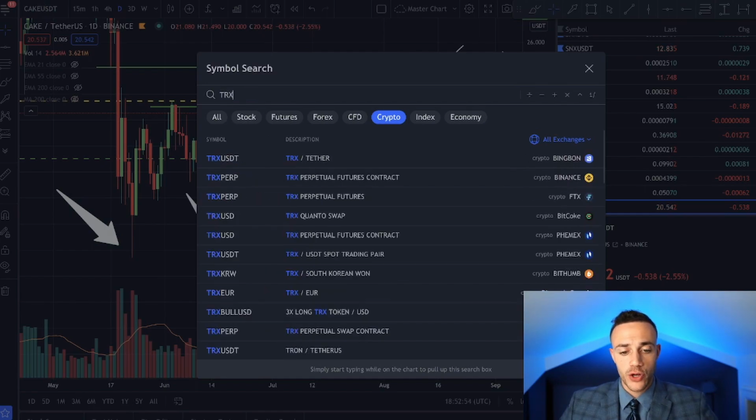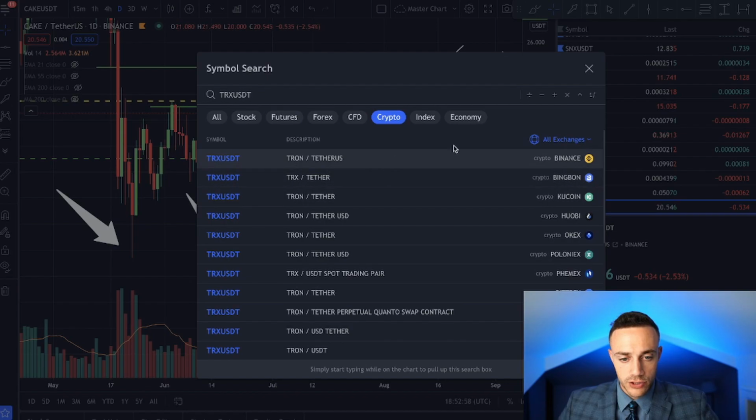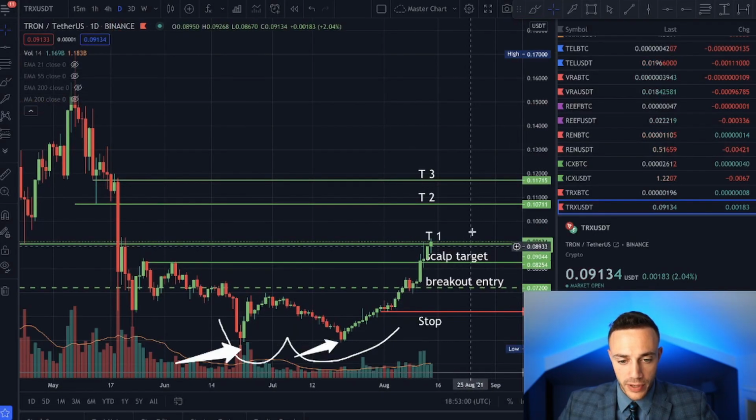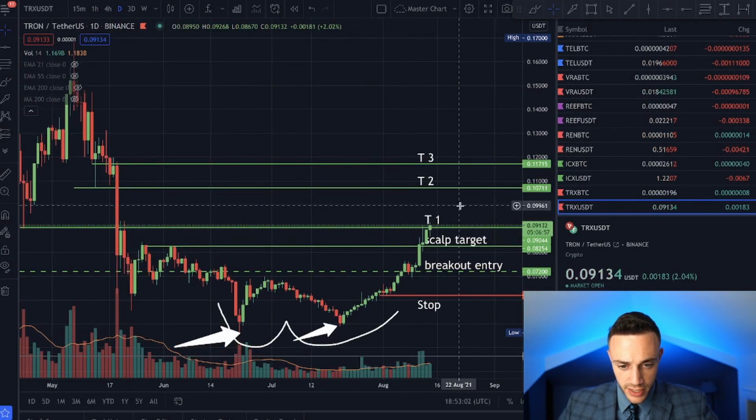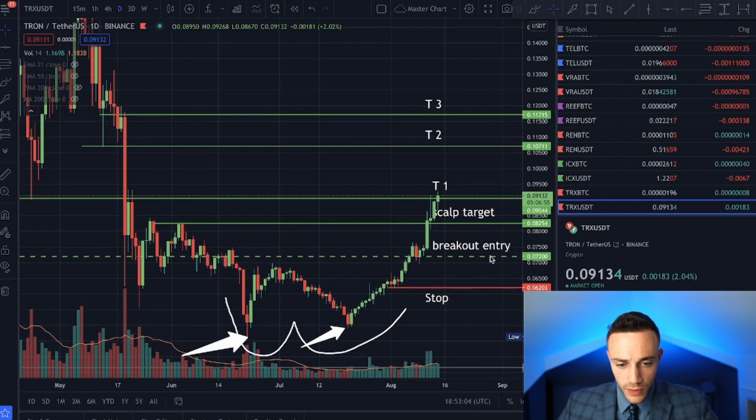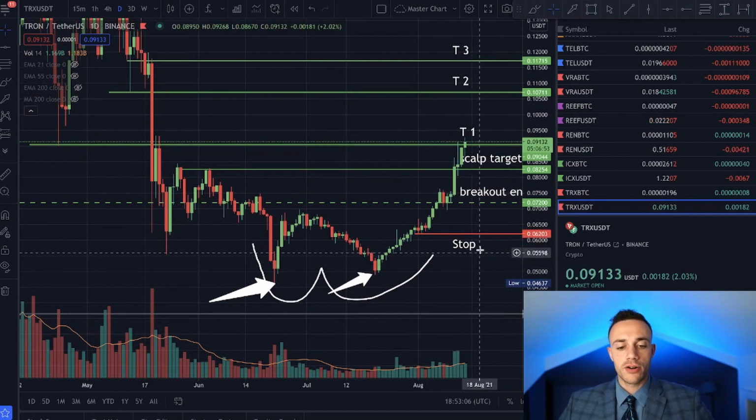I'll also show you another chart where we did have a double bottom play out. This trade is actually active right now in Crypto Empire. As you can see, we did just hit target number 1. This is on Tron, TRX.